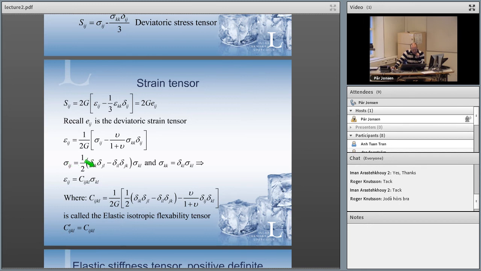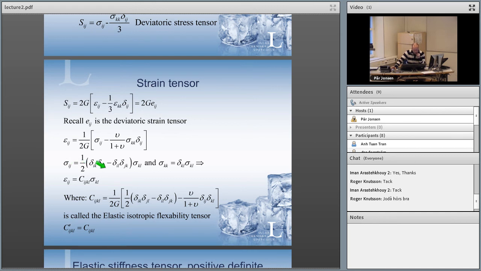Then we use this relation again, this mathematical trick, to rewrite the stress tensor. And this one, the trace here, we can rewrite with the Kronecker delta from the full tensor. We will find this relation, and you recognize it again, I guess, because this is the ordinary strain tensor. This is the elastic isotropic flexibility tensor, because we have an isotropic material, and this is the stress tensor.